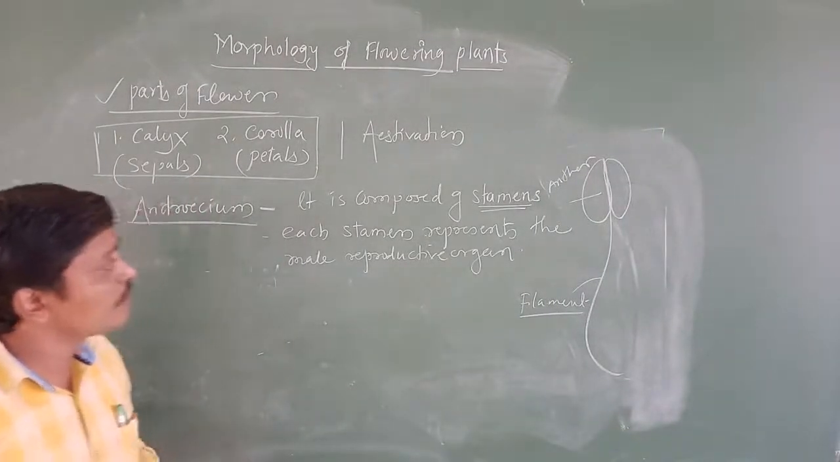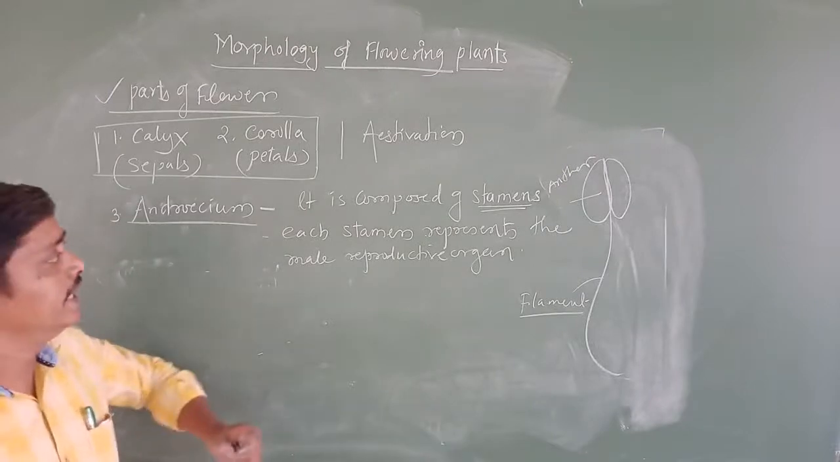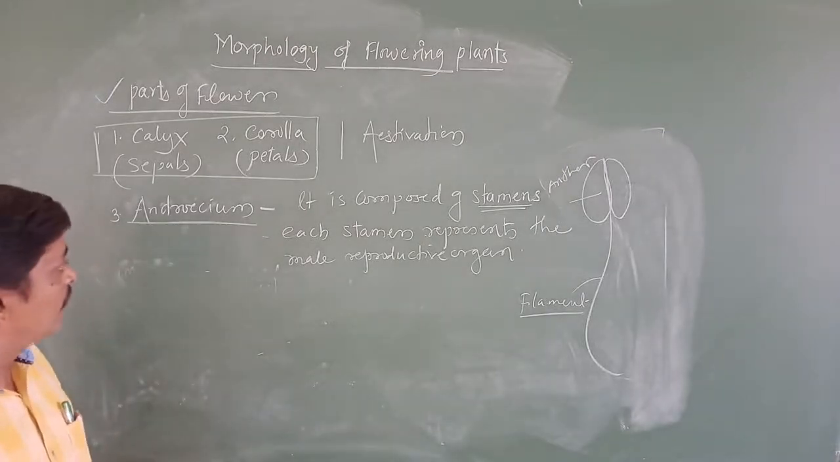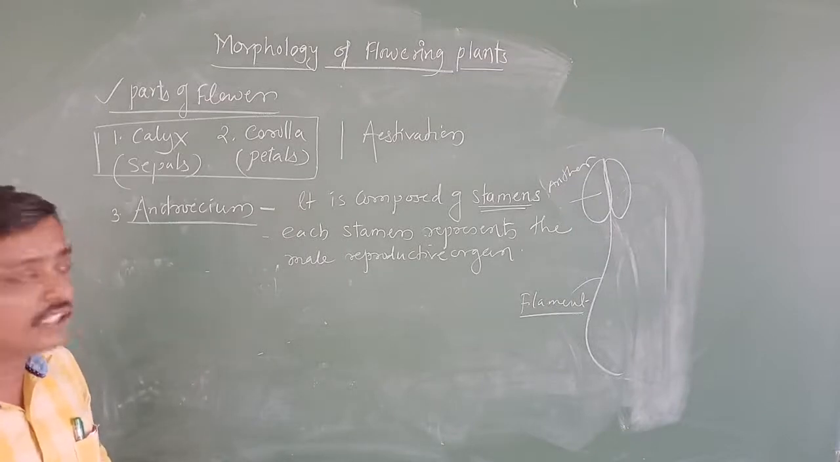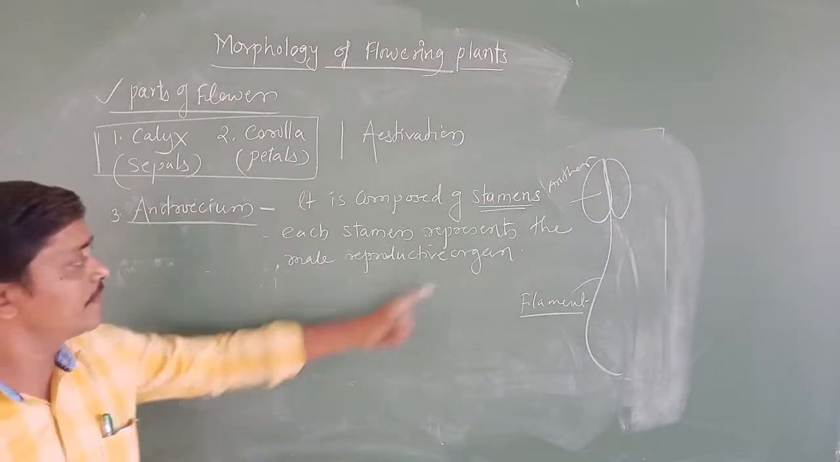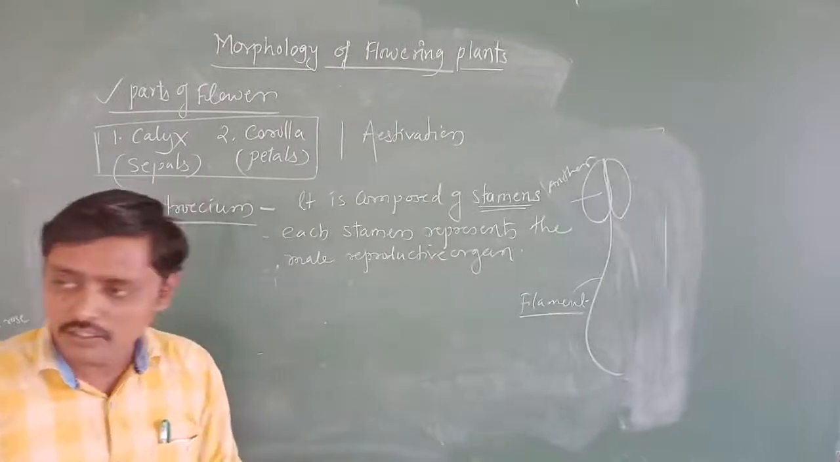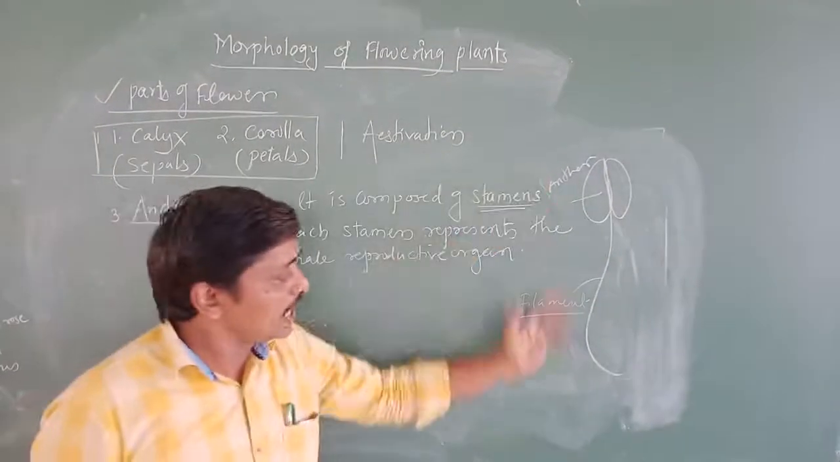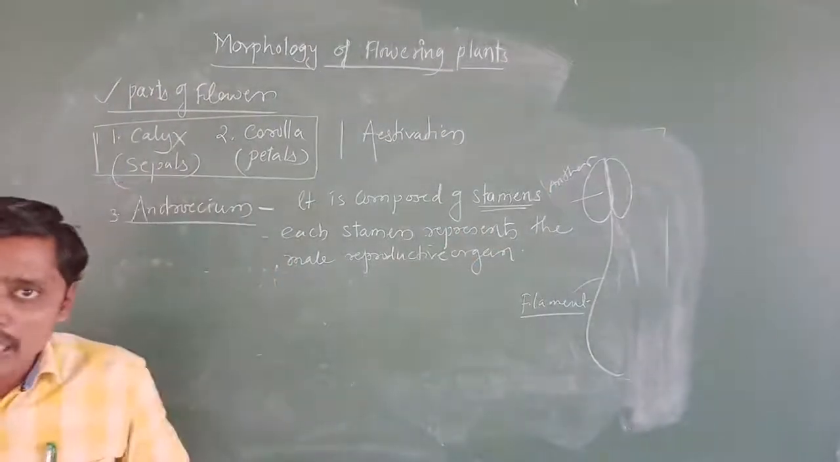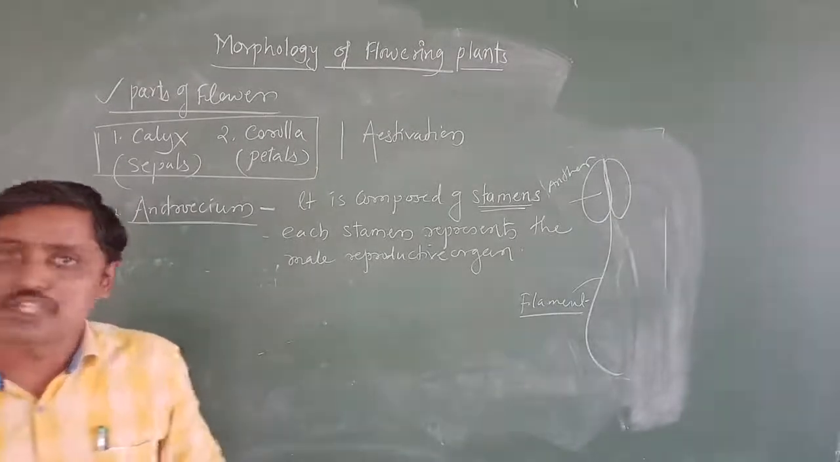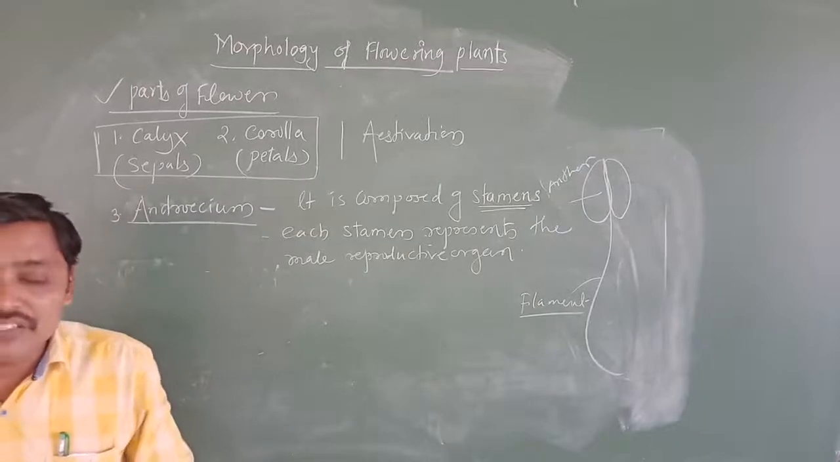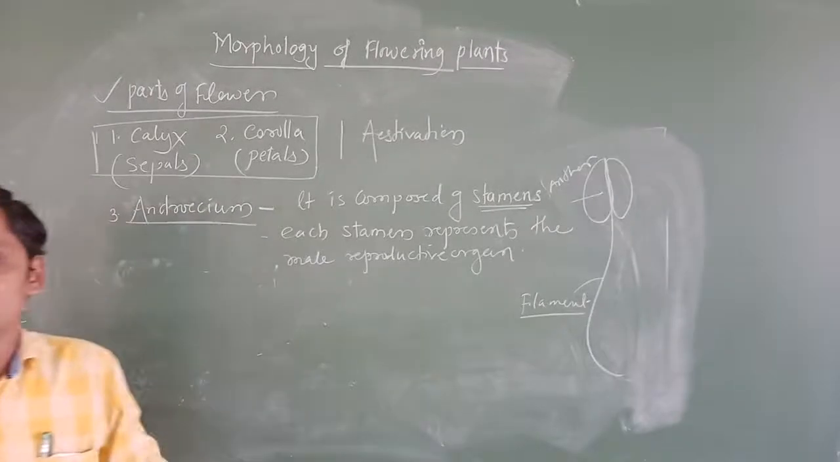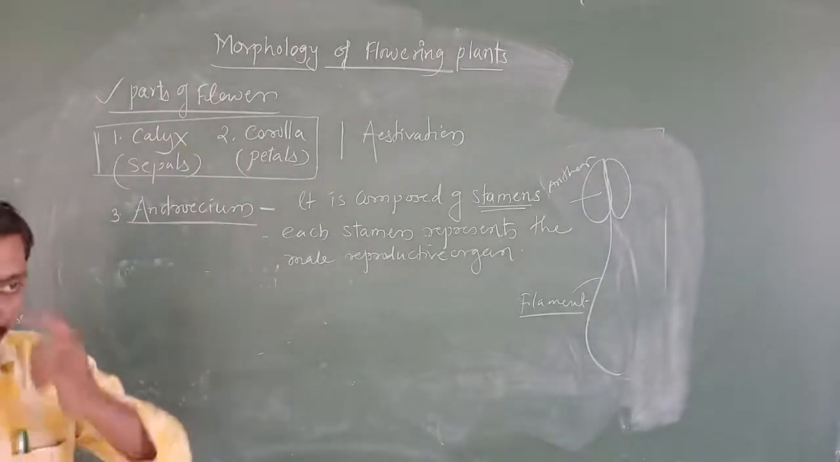Now, so far we have discussed the stamen. The androecium is composed of stamens. In the androecium, we find the stamens, and each stamen represents the male reproductive organ, and the stamen consists of anther and filament. Each anther is bilobed, and each lobe consists of two chambers, and those two chambers are called pollen sacs, and in the pollen sacs, the pollen grains develop.